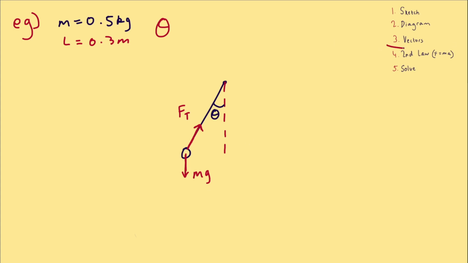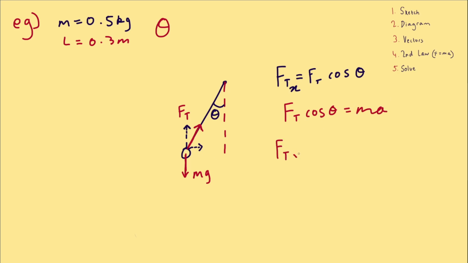Step 3. Break down the vectors. So that means we're looking for the Y component of the tension and the X component of the tension. Gravity doesn't have an X component, it's going straight down. As you know, Ftx would be equal to Ft cosine. So that's our X component. Let's go ahead and apply the second law to this. So Ft cosine equals Ma. Now let's do the Y component, which is Fty equals Ft sine.